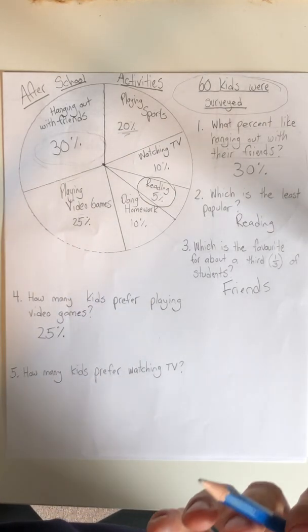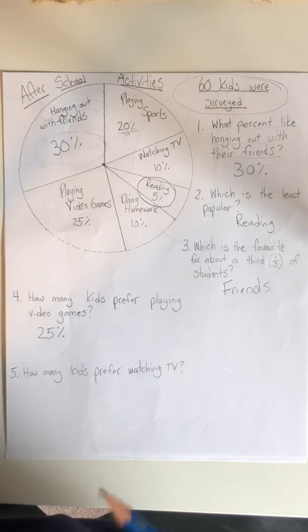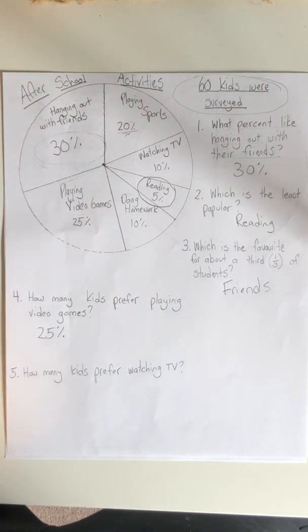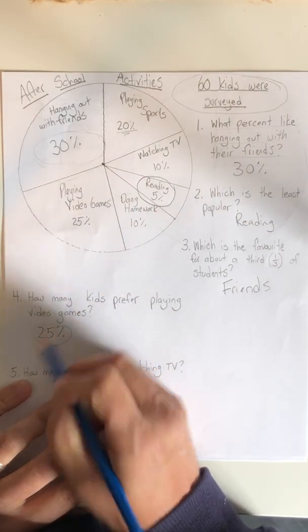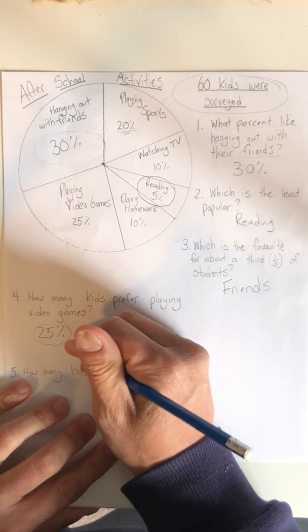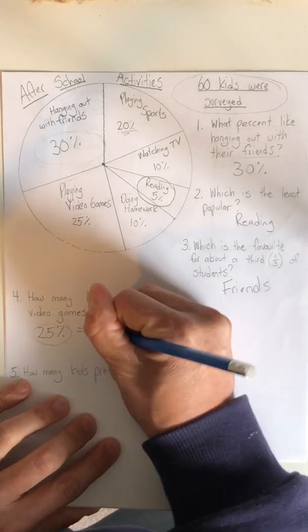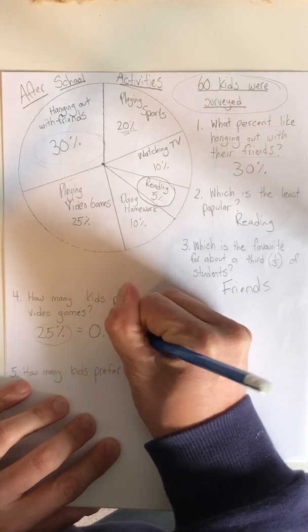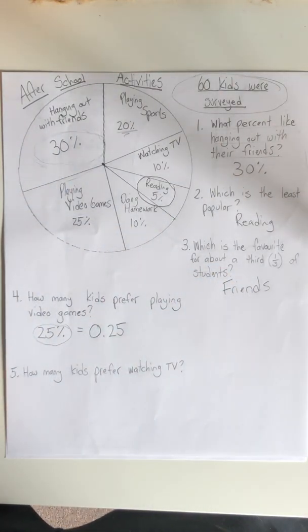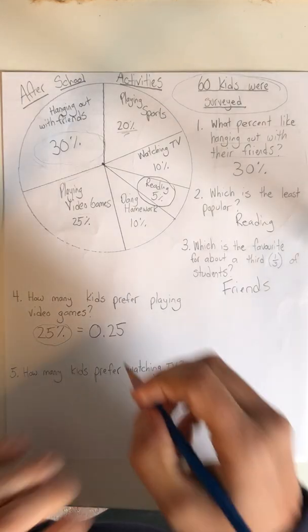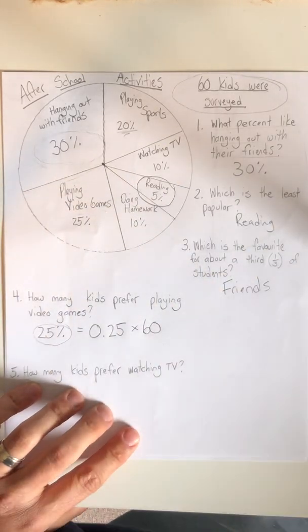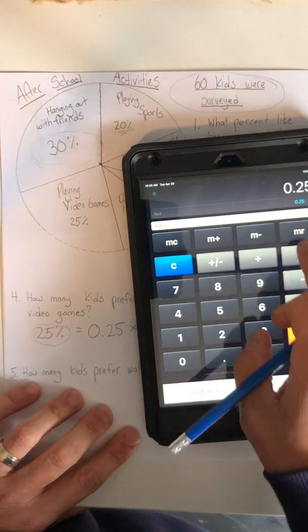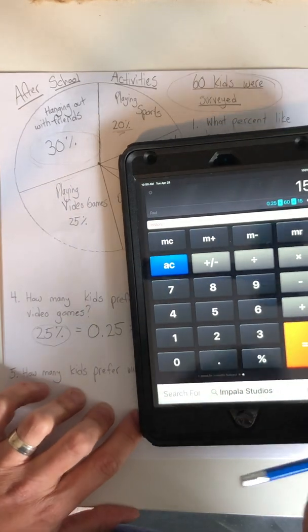So how do I find out what that number of kids is? Well, remember, we learned this a couple of weeks ago. If we want to find the percentage of a number, all we do is turn my percentage into a decimal. So 25% is, hopefully you remember this, 0.25. I want to find out what 25% of 60 is, so I do 0.25 times 60. And when I do that, 0.25 times 60 is 15 students.